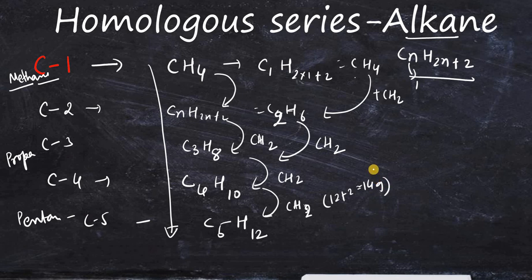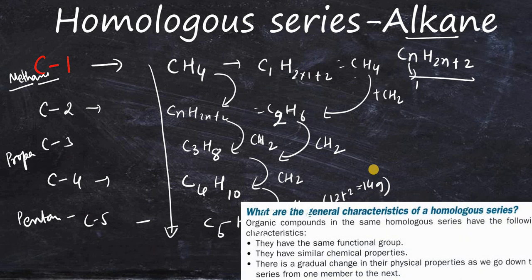As we go down, there is always an increase in mass, and that's why you'll see different physical properties. For example, the melting and boiling points change, and other properties like flammability can decrease because the carbon number is increasing. So what are the characteristics of a homologous series? They have the same functional group, they have similar chemical characteristics, and gradually they show a kind of physical change as you go down the group.